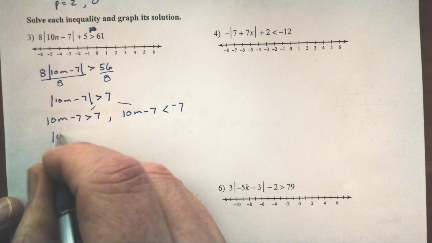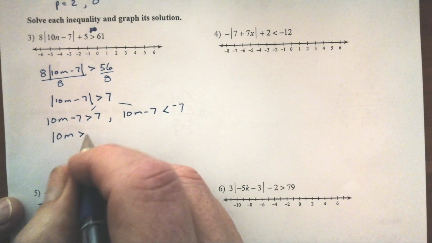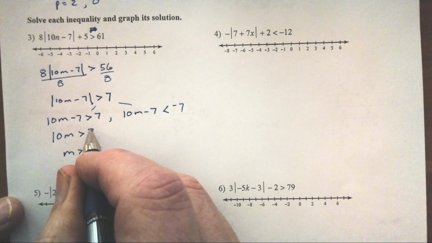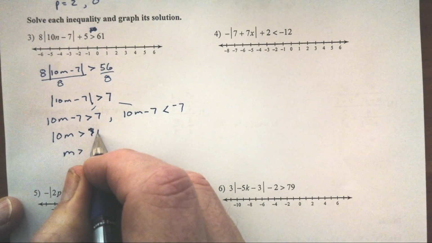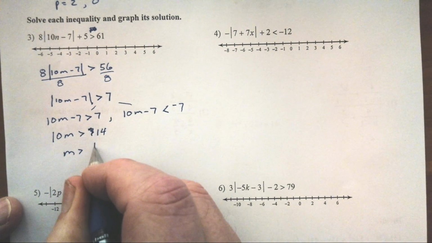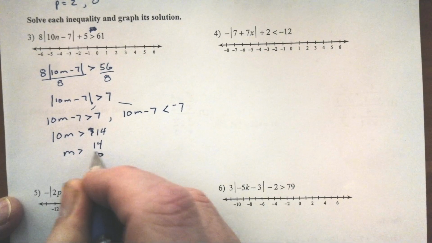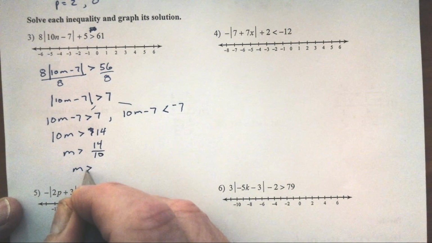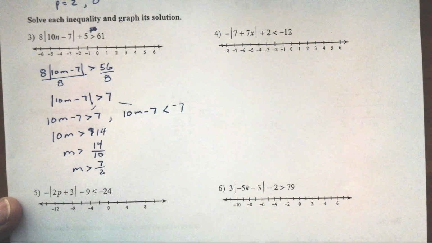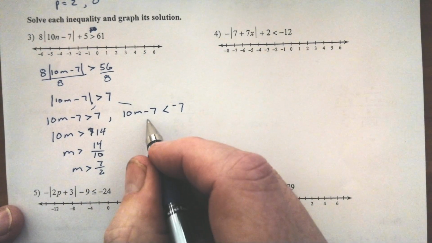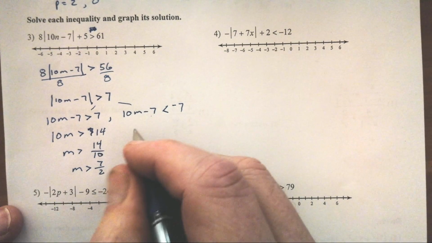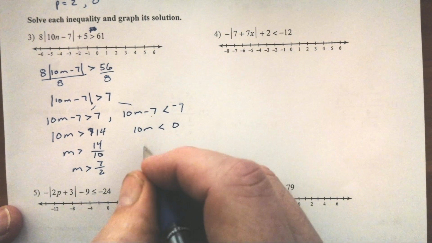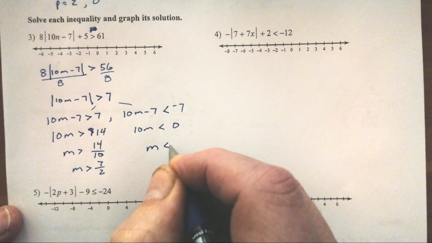This becomes 10m, add 7 to both sides, is greater than 7. M is greater, oh, that's wrong. Bet you saw that. Greater than, add 7 to both sides, 14, so 10m is greater than 14. Divide by positive 10, greater than stays greater than. So maybe m is greater than 7 halves. Same steps for the other one, add 7 to both sides. 10m is less than, add 7, 0. So m could be less than 0.